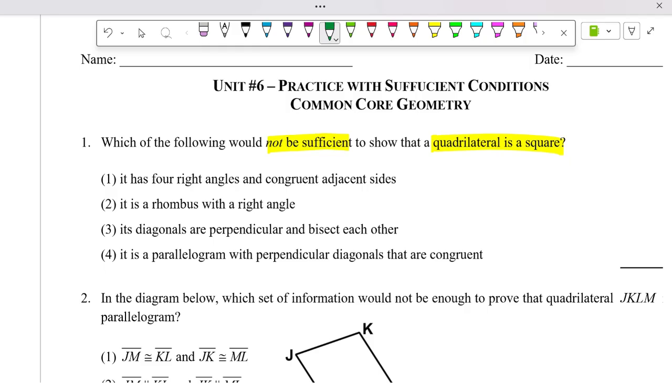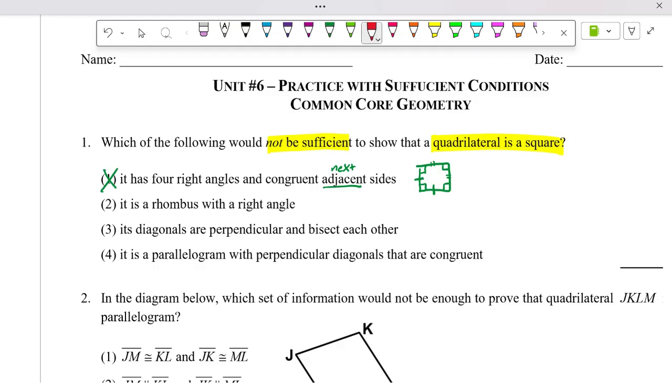So if we have a quadrilateral with four right angles and four congruent adjacent sides, what did I say adjacent means? Next to each other. So let's say that I had a quadrilateral and I knew it had four right angles and congruent adjacent sides. So those two are congruent. Those two are congruent. All right. Is that enough? That's enough. Because if the adjacent sides are congruent, then the opposite sides also have to be congruent. So that's enough. Oops. So that's eliminated.